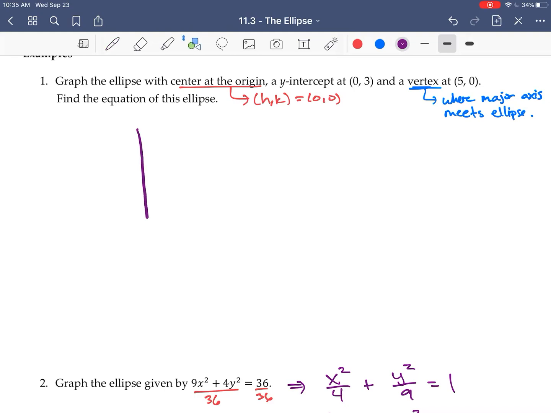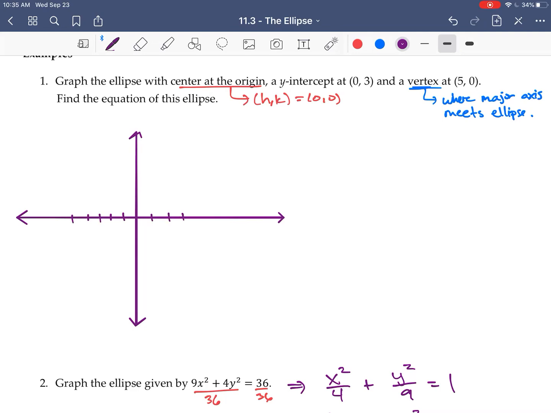Let's just draw a grid here. Okay, so 1, 2, 3, 4, 5. 1, 2, 3, 4, 5. Okay, so we know we have a point at 5, 0, so we can plot that. And we know we have a point at 0, 3, so we can plot that.